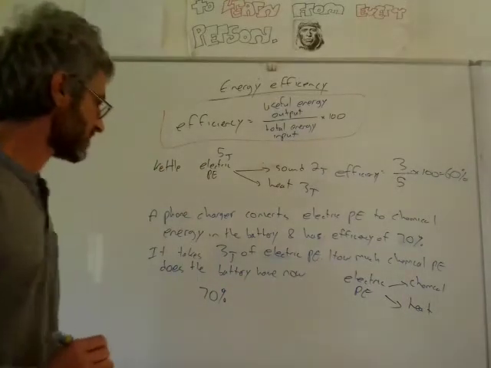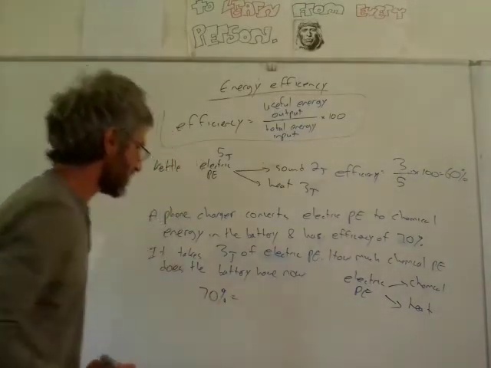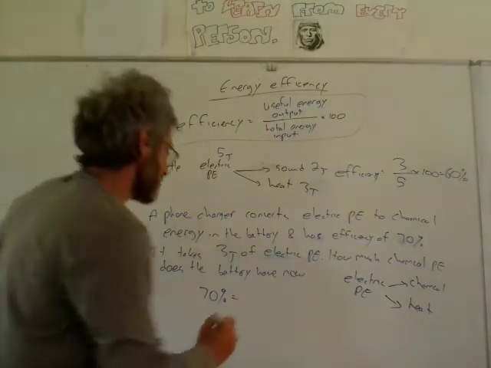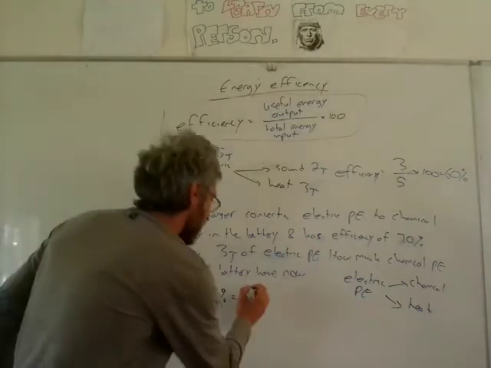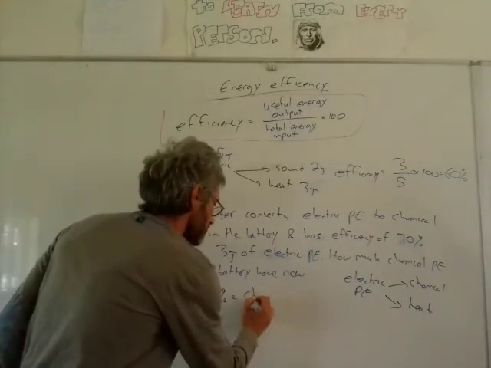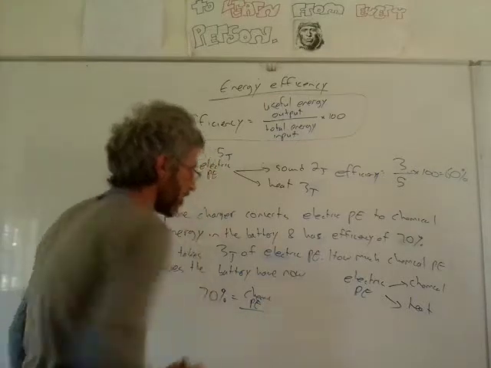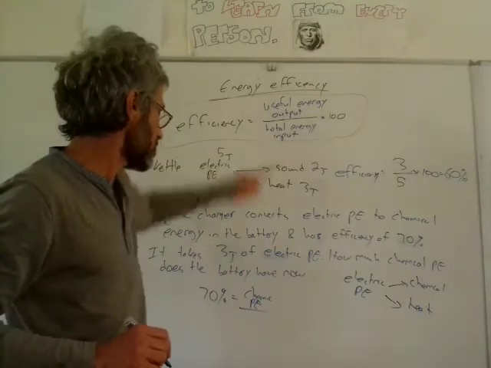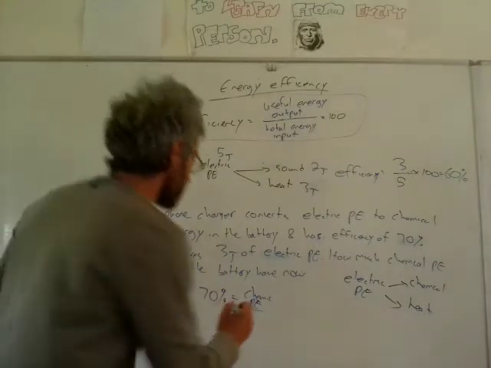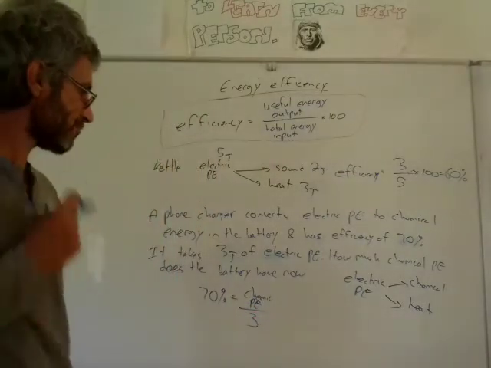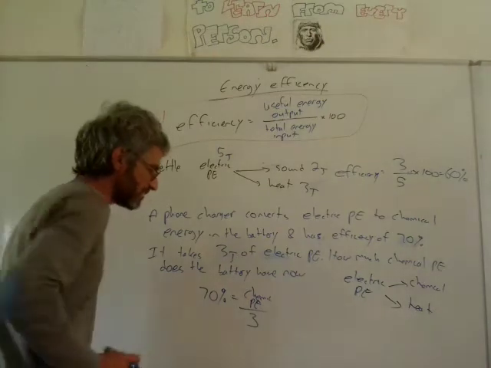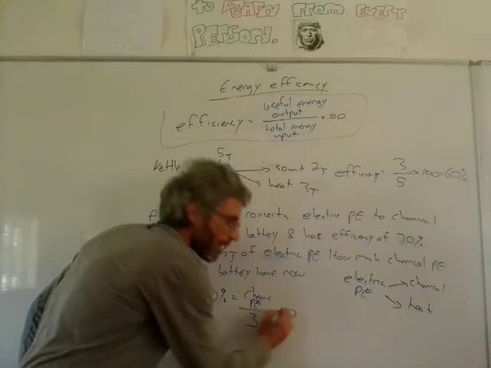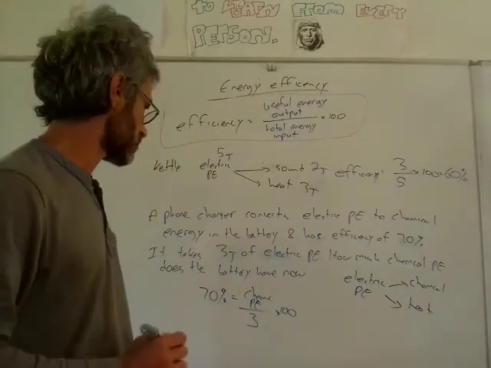Okay? So you write down 70% is equal to the useful energy, which I don't know. What is the useful energy? It's the chemical potential energy. I don't know how much it is. Okay? So I'm just going to write chemical potential energy, divided by the total input energy. Okay, what's the total input energy? It is 3. So 70% equals chemical potential energy divided by 3, and I must multiply it by 100, as the equation suggests.